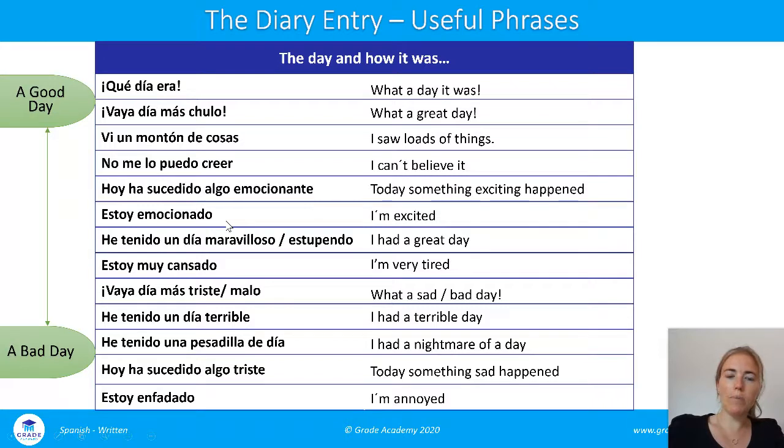Estoy emocionado. I'm excited if you're looking forward to something. Or estoy muy cansado if you're tired after doing something. So again, you're still using estoy. It's just a matter of changing your adjective. He tenido, I have had. It doesn't matter what kind of a day you have had. You can use he tenido un día for any day. You just change the adjective. He tenido un día terrible. He tenido un día fantástico.